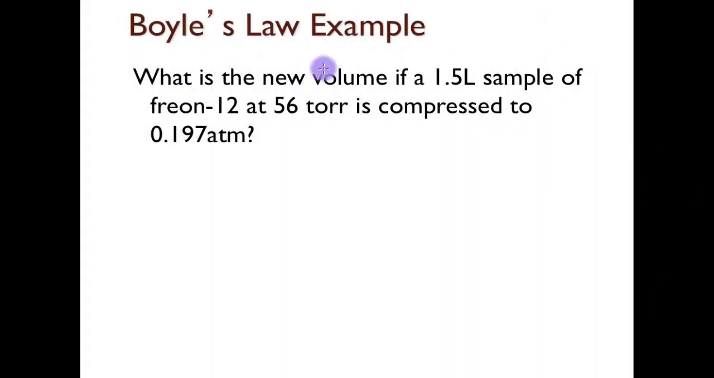Here's an example of how we would use Boyle's law. What's the new volume? I'm looking for a volume, and I'm going to call it volume 2. If a 1.5 liter sample of Freon at 56 torr is compressed to 1.97 atm, so we have a gas being compressed down.